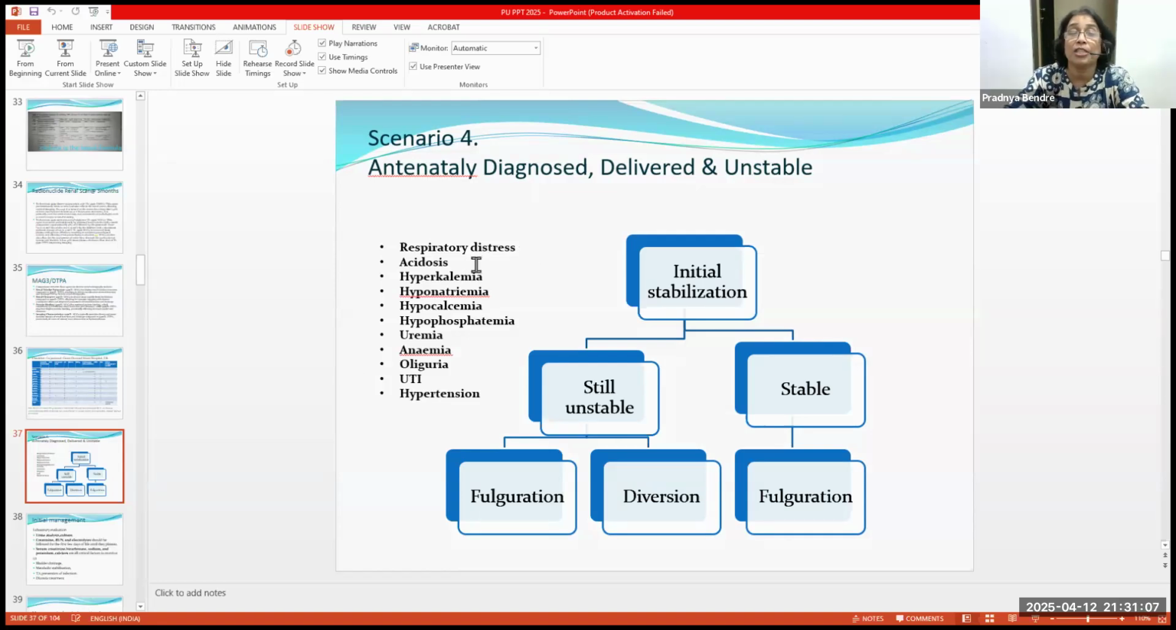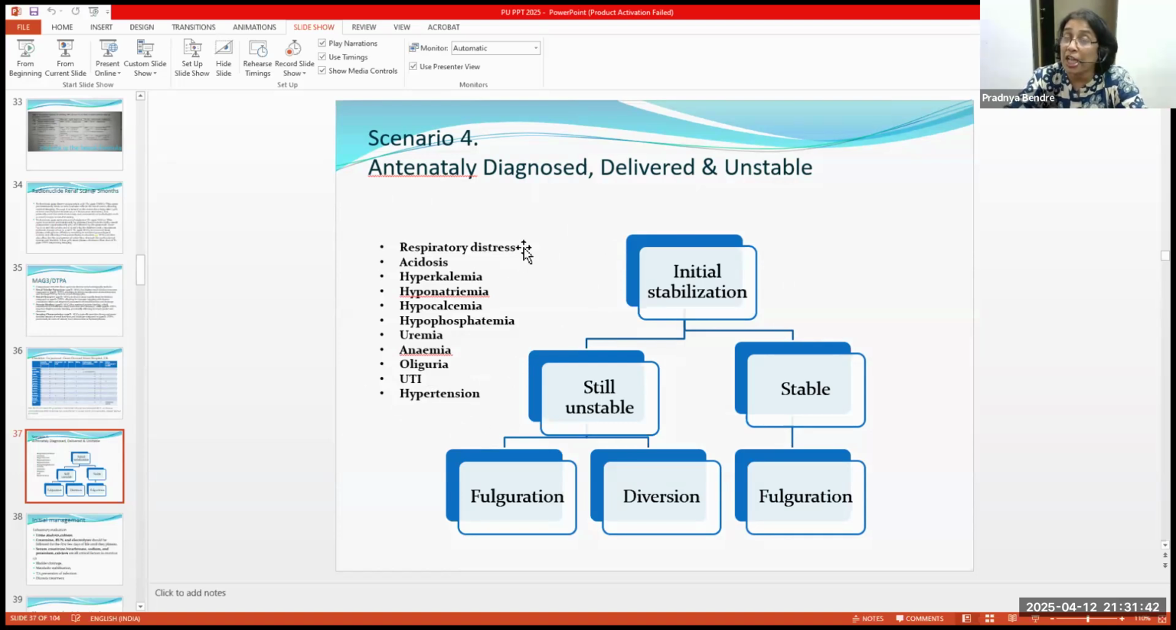There can be severe acidosis. There can be hyperkalemia, which is very hazardous. There can be hyponatremia, hypocalcemia. There can be uremia. Commonly, we observe this by the serum creatinine levels, and there can be less urine output, and soon they can develop urinary tract infection, and there can be hypotension.